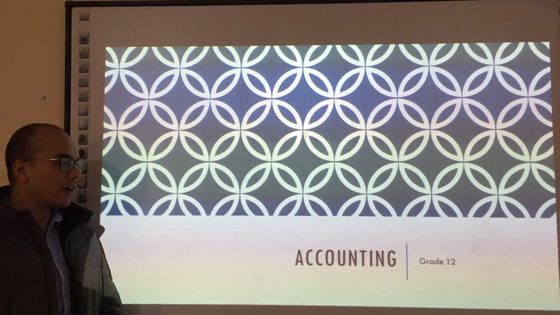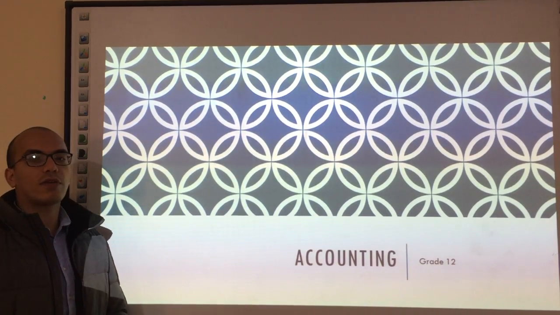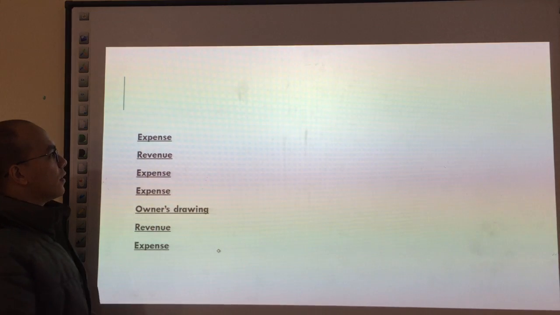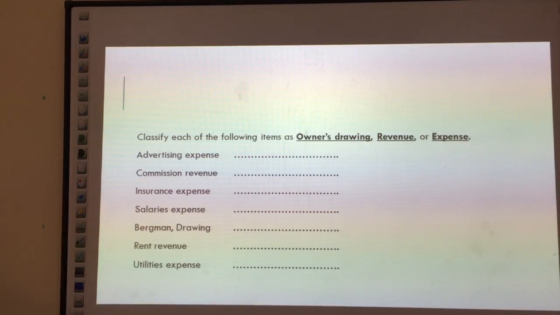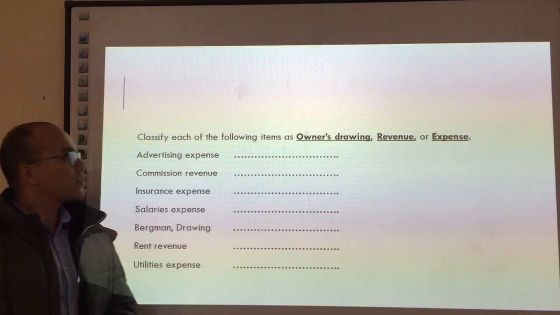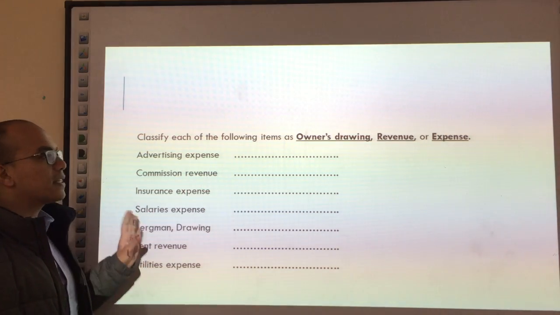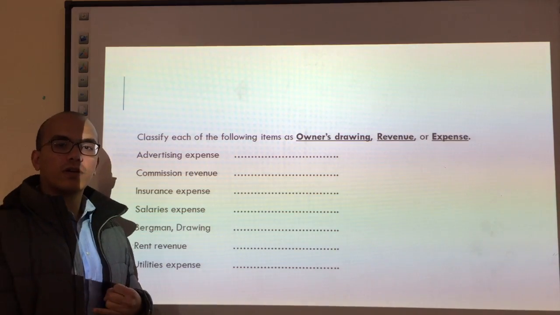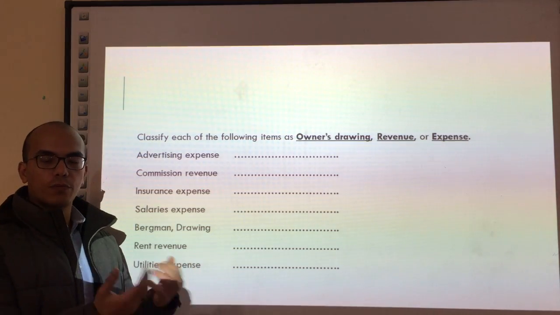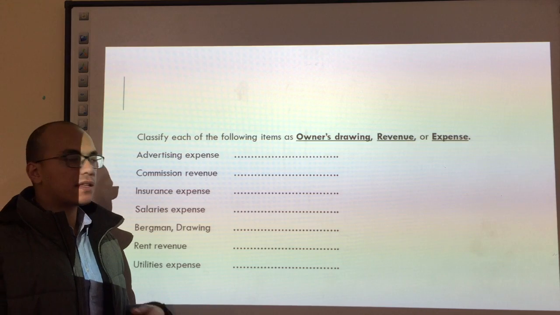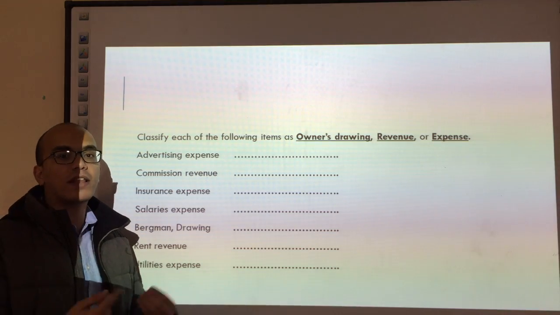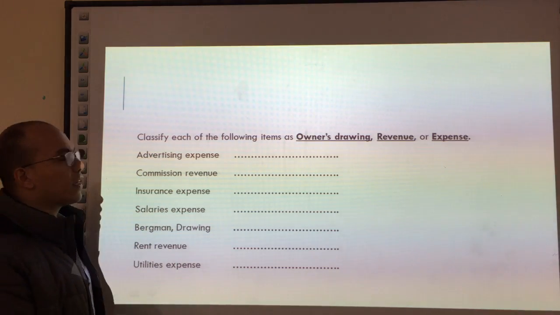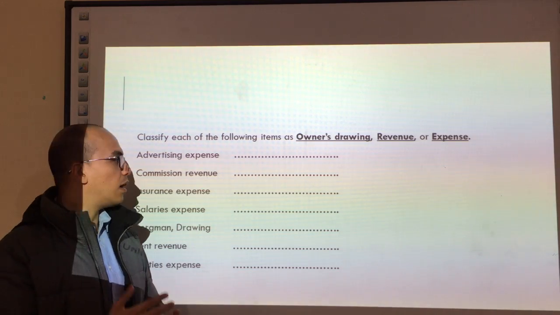Grade 12. Today in our accounting lesson, we're going to be discussing something that we will be continuing upon from what we last talked about. What we'll be discussing is these items, what exactly do they fall under? What category do they fall under? Is it something that the owner drew from the company? Or is it something that came to the company as revenue? Is it money that they made? Or is it an expense that they had to pay for something? So just by looking at these, we'll see exactly what is happening.